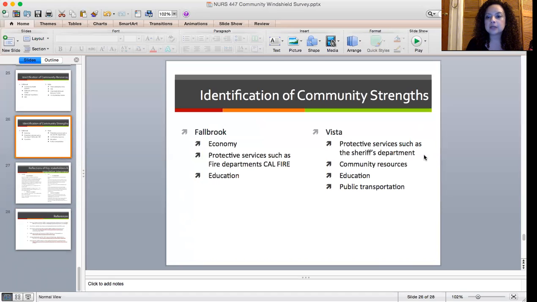In Vista, the protective services such as the Sheriff's Department and their correctional facility help keep the community safe, and there are a lot of community resources for those in need. Their education system seemed to be very great, and then their public transportation seemed to be very helpful and great as well.